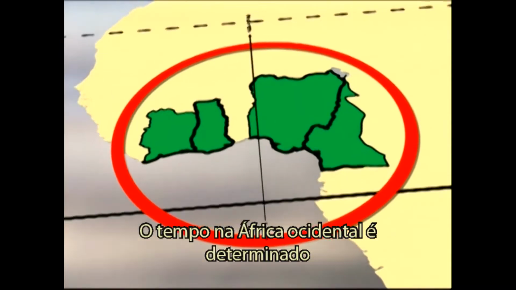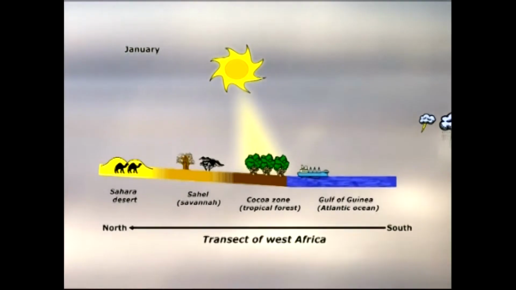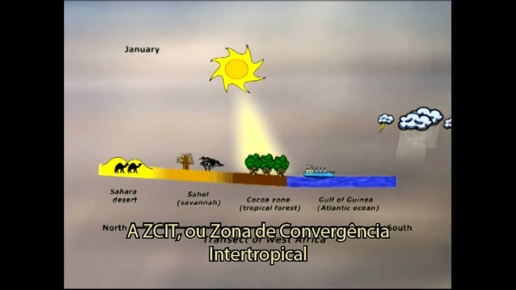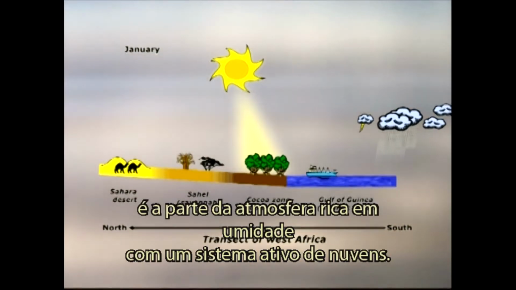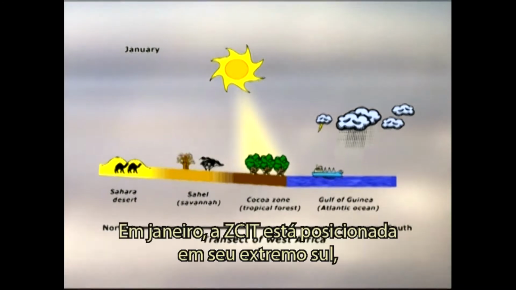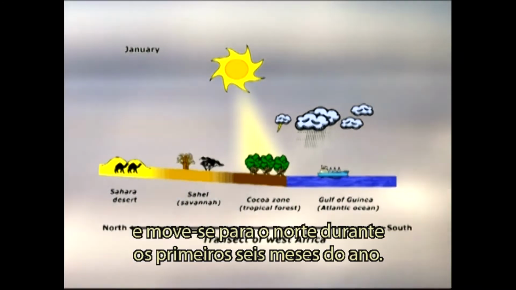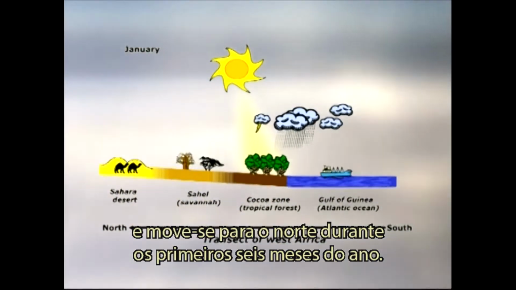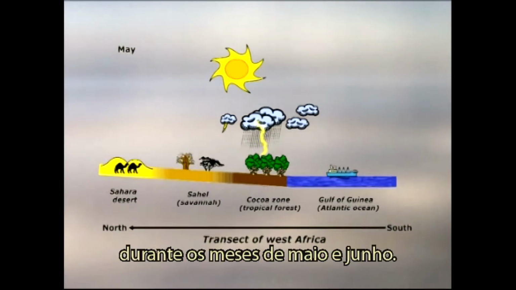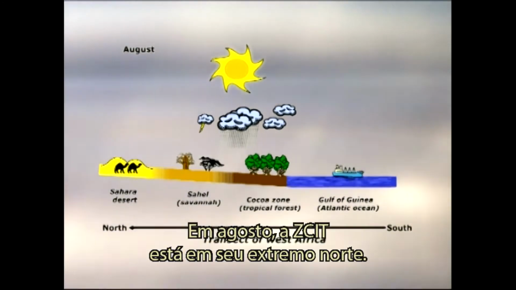The weather in West Africa is determined by the yearly north-south oscillation of the ITCZ. The ITCZ, or Intertropical Convergence Zone, is a part of the atmosphere rich in humidity with active cloud systems. In January, it's at its most southerly position. During the first 6 months of the year, it will move north. When the rain season covers the cocoa areas, it is the main rainy season. This occurs in May-June.